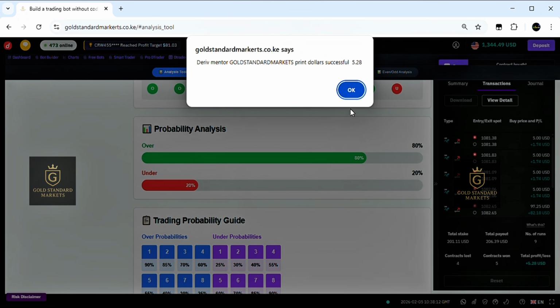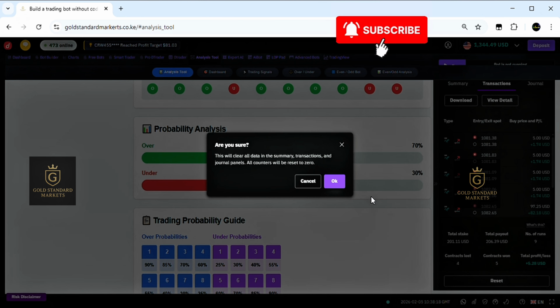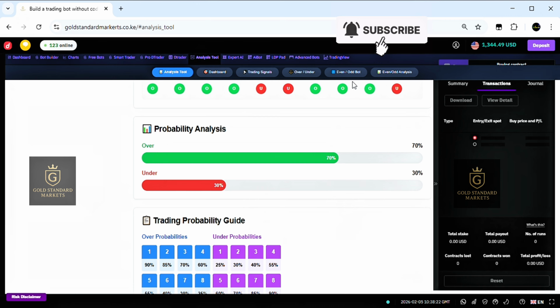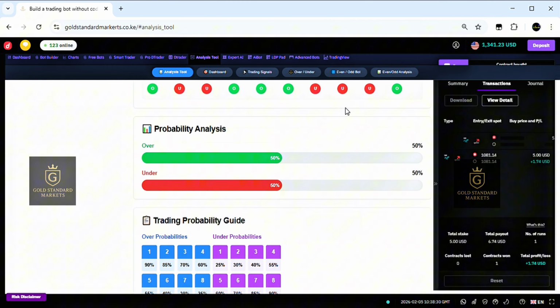So we're currently at $1,344, okay, and counting. So let's keep pushing. We reset, and then we go again. So the market condition is still looking bright, so why not be inside of it, right?